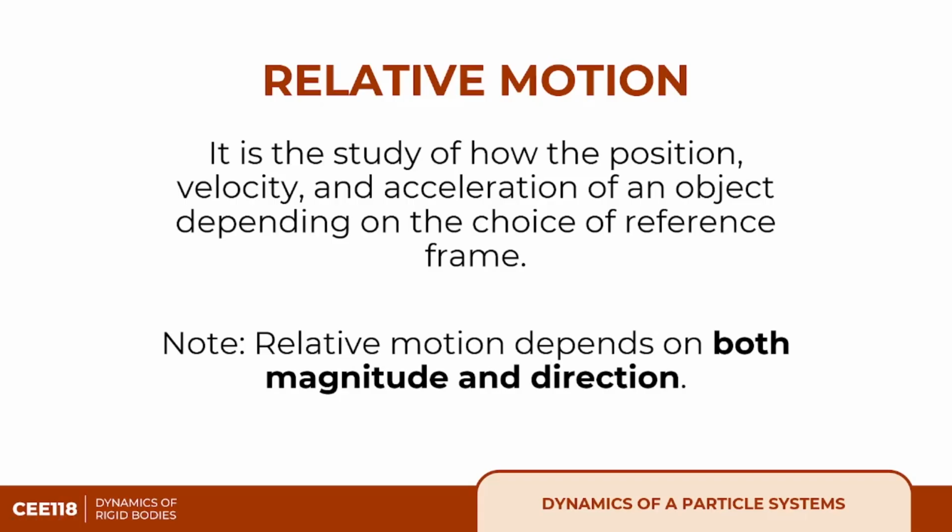So, when we say relative motion, it is the study of how the position, the velocity, and acceleration of an object depend on the choice of reference frame. Note that relative motion depends on both magnitude and direction. So, what is it? It's not just, relative motion is a vector per se, no? It's not a scalar with magnitude only.